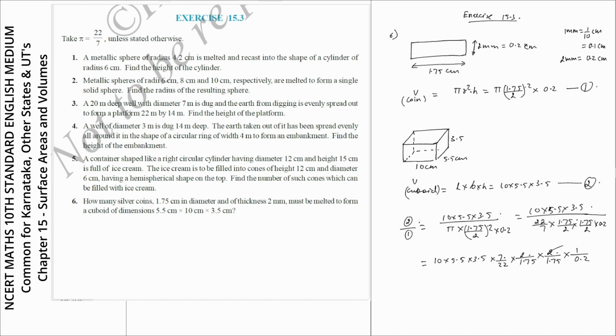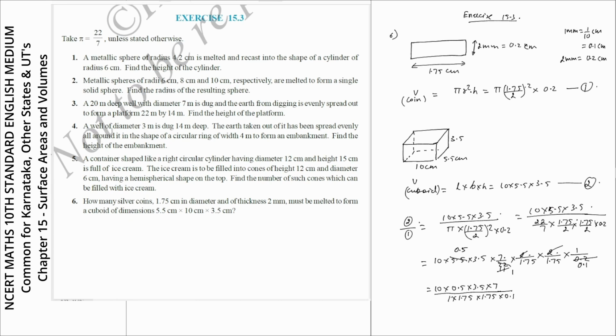Now 2 ones are 2, 2 0.1s are 0.2. Okay, this will get cancelled. Now 2 ones are 2, 2 11s are 22. Now 11 ones are 11, 11 5s are 55. That means I'll get 0.5 here. So I'm left with 10 into 0.5 into 3.5 into 7 in the numerator, and in the denominator I am left with 1 into 1.75 into 1.75 into 0.1.